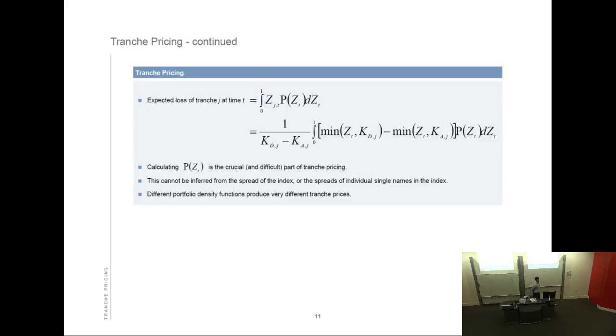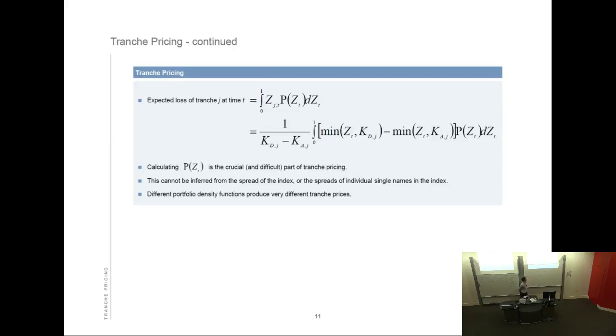Okay, so how do we normally price things? Well, the expected tranche loss is just the integral of all the possible portfolio losses multiplied with the tranche loss in each case. Right? That's just the expected value of my tranche's loss. And we know how to parameterize it. It's just a hockey stick function of the portfolio loss, but from the attachment to the detachment. Okay, so this is the way we could mathematically express that.